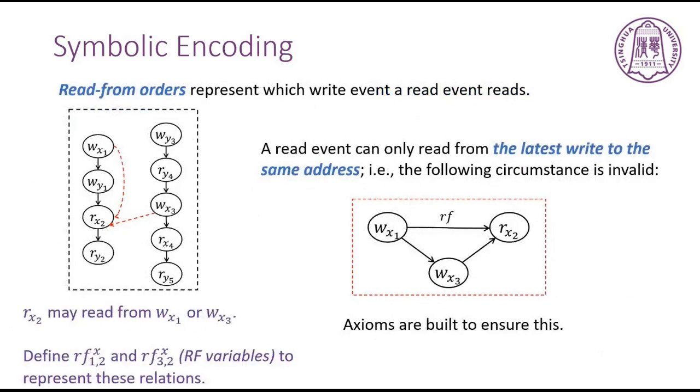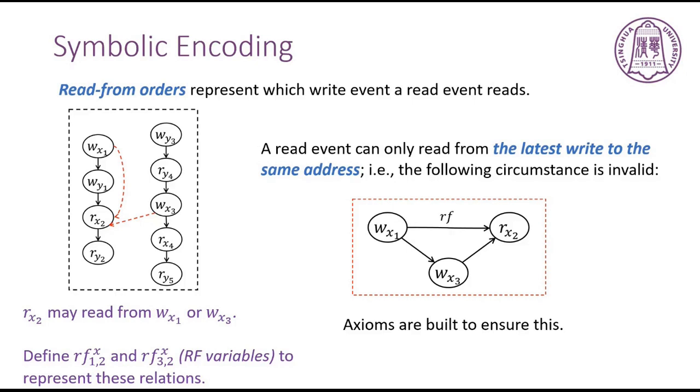An important and special partial order is the read-from order. It links a write event to a read event to represent that the read event obtains its value from the write event. For each possible read-from order, we define a read-from variable. For example, x2 can read from either x1 or x3. We define variables rf12x and rf32x. rf12x being true represents that x2 really reads from x1.